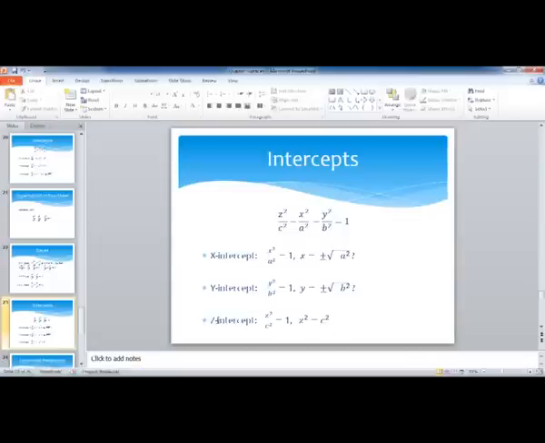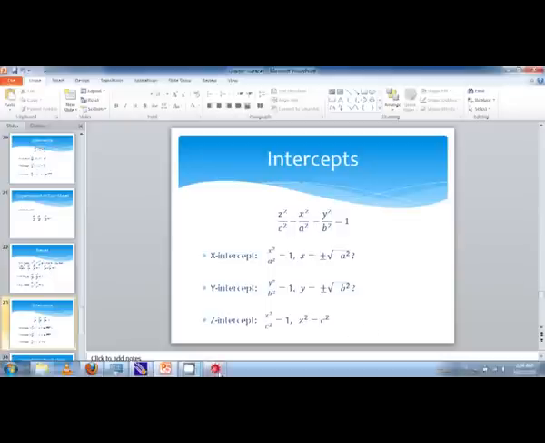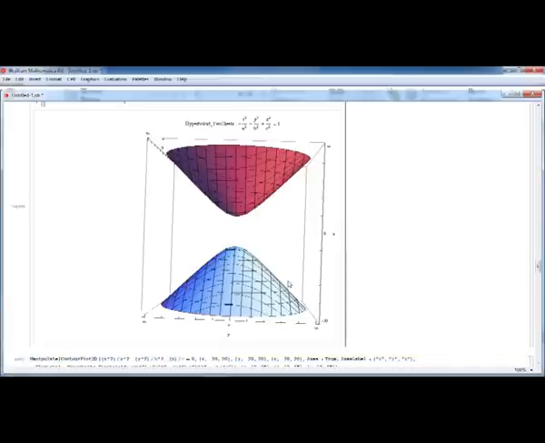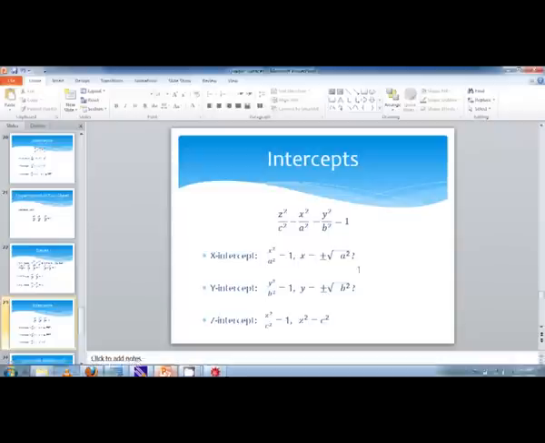And for the z-intercept, we find that z squared equals c squared. It means z equals plus or minus c. Look at this graph again. Along this axis, we find there are two intercepts, which are the positive c and the negative c. So that's all for the hyperboloid of two sheets.